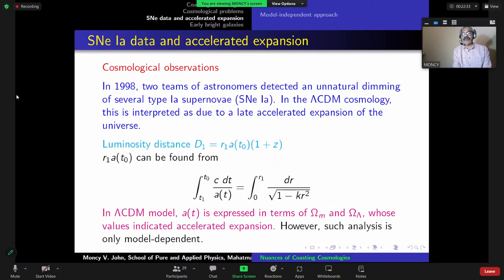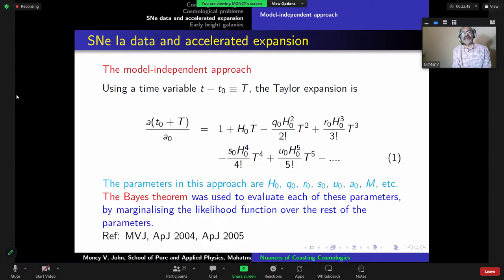However, this analysis can be considered only as a model dependent analysis. What do we mean by a model independent analysis? Instead of a scale factor a(t) as a solution of a Friedmann equation, we can think of a(t) as a Taylor expansion about some time t0. So the equation will look like this. We can truncate the series to some finite number of terms. These are the parameters in this model.